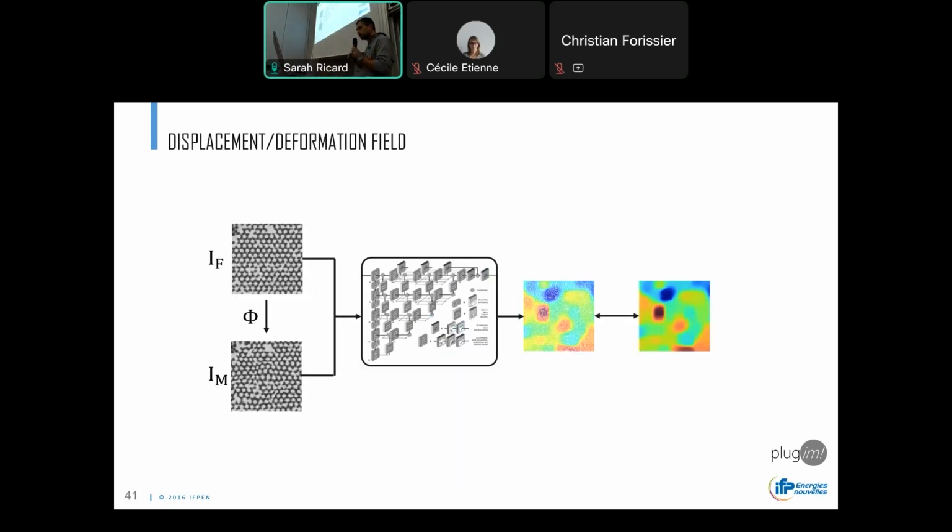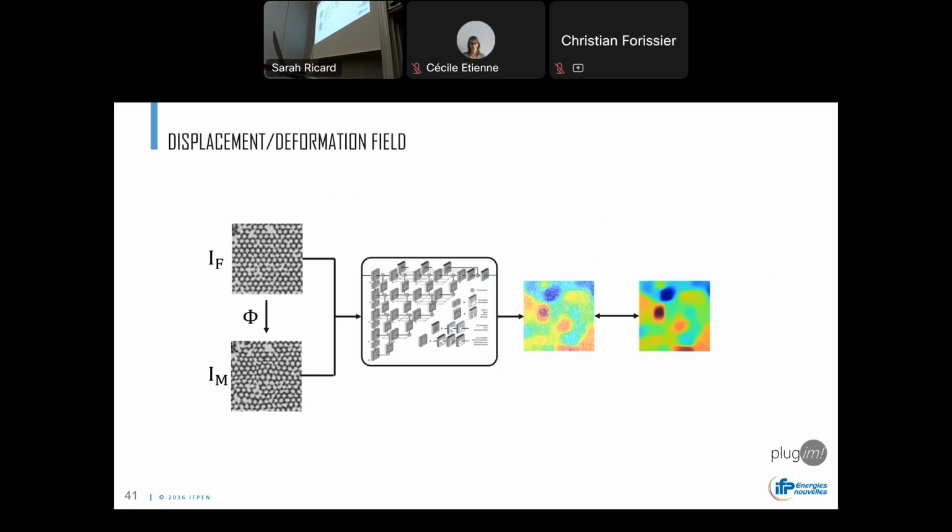Okay, and I think it's the last example. We can also use a CNN, same architectures, such as UNet, to estimate a deformation map or displacement field of some object. The idea is to provide at input two images.